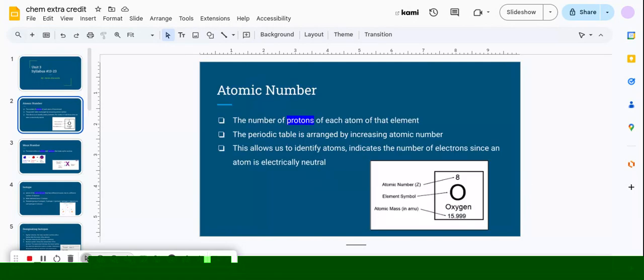So first, atomic number is the number of protons of each atom of that element. The periodic table is arranged by increasing atomic number, and so this allows us to identify atoms. It also indicates the number of electrons since an atom is electrically neutral. If you see in the picture, the top number is the atomic number, and that is how the periodic table is written. And then the atomic mass is the number in the bottom, which is talked about on the next slide.